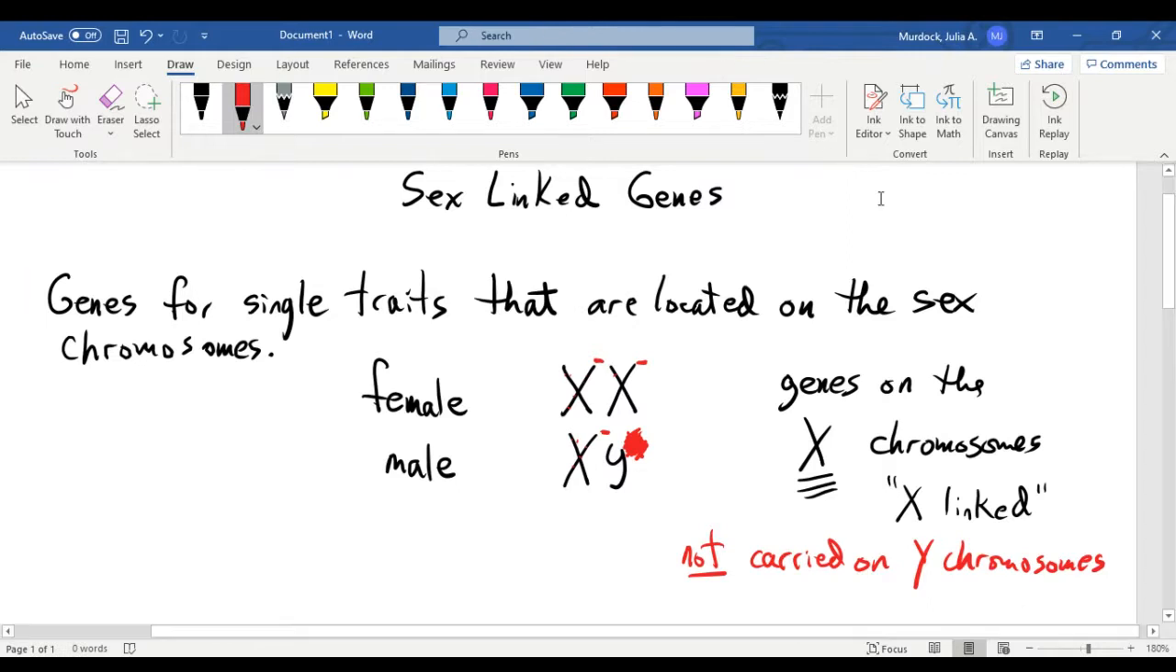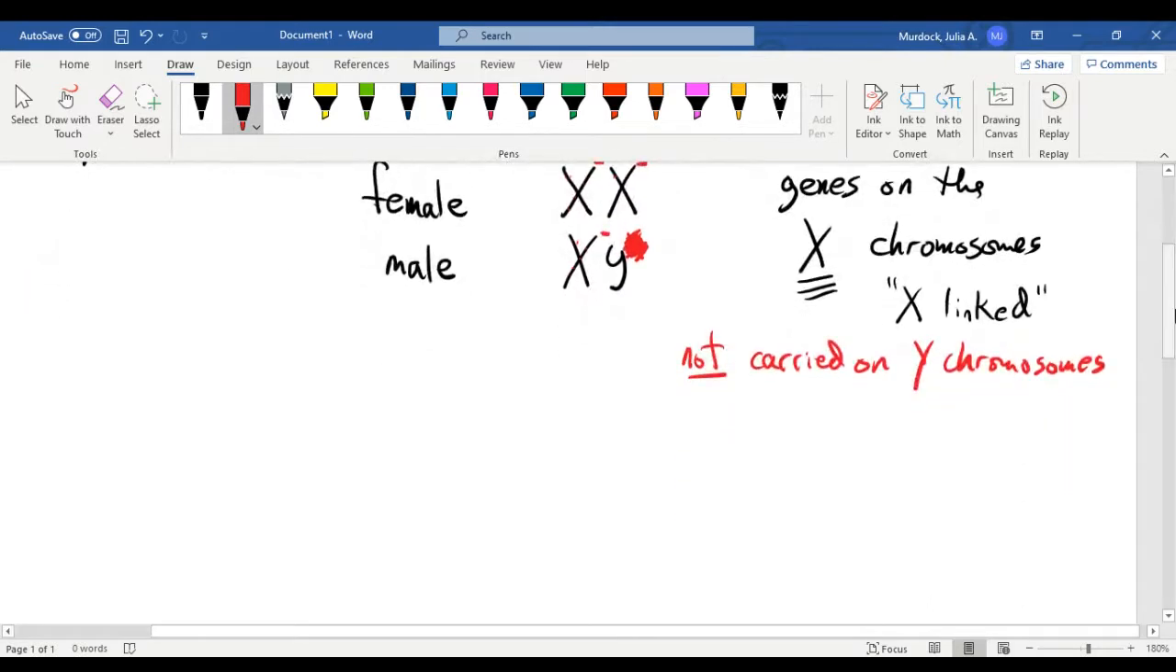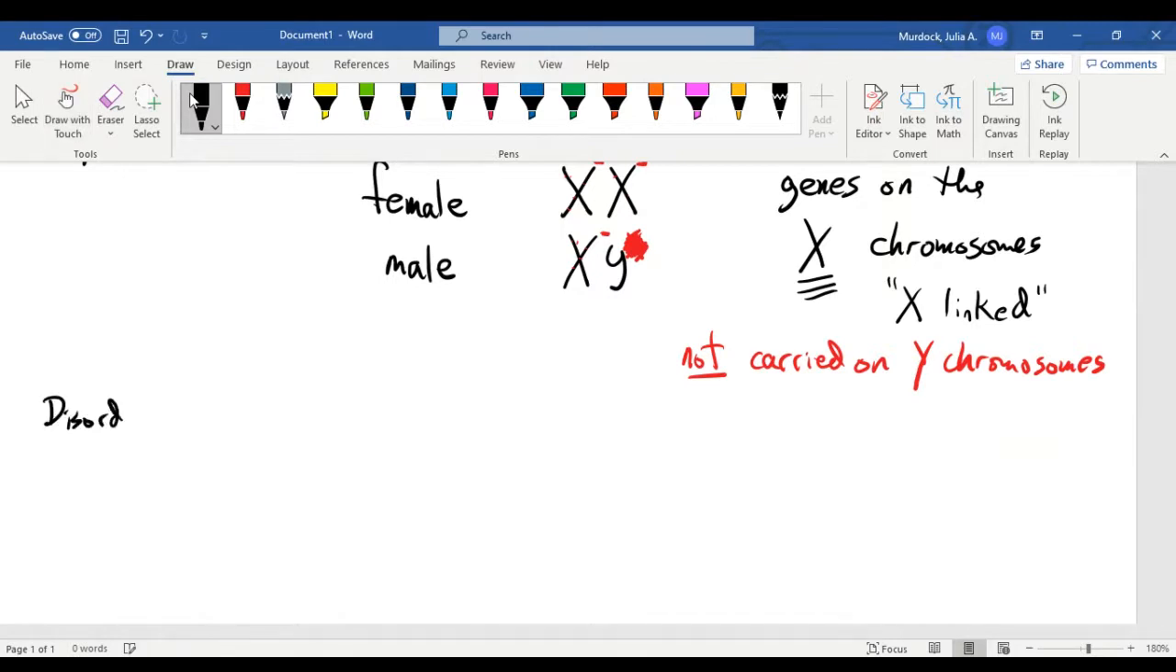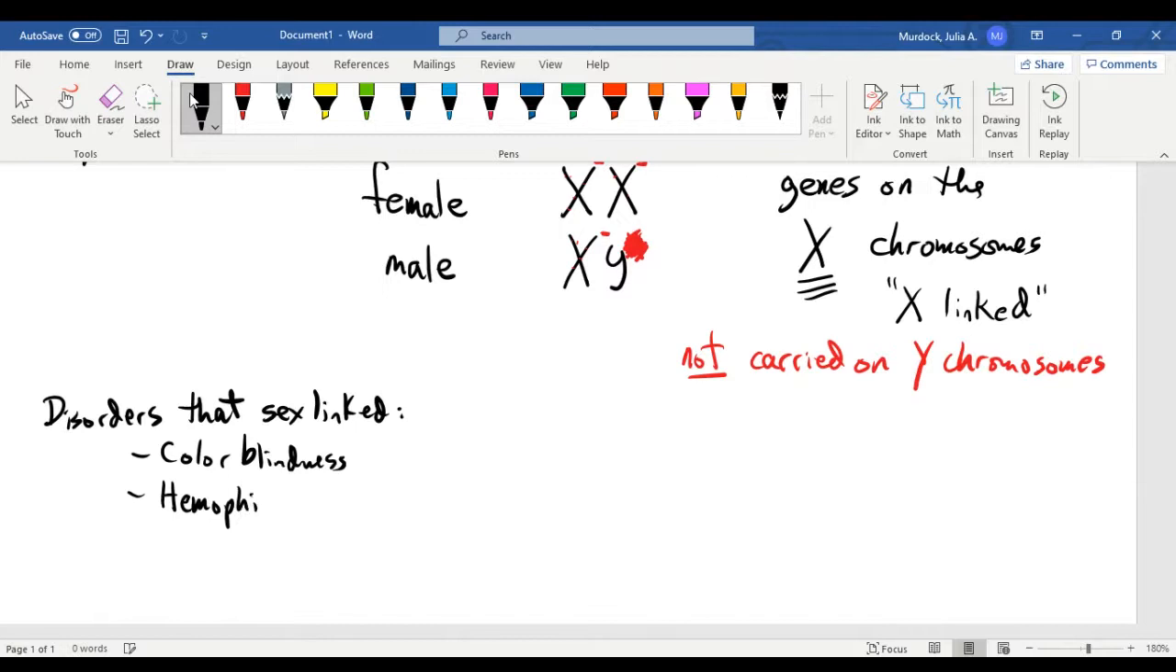And here's the reason why. So let's do an example question really quickly. First of all, let's just talk about the disorders quickly that are specifically sex-linked. You may remember they include color blindness. That's one. Hemophilia, which is a disorder where a person has trouble clotting their blood, and that can be very, very dangerous if they are injured. There's some other things too, but those are the two main ones that you're mostly going to see: color blindness and hemophilia.